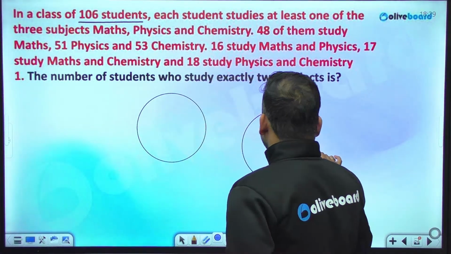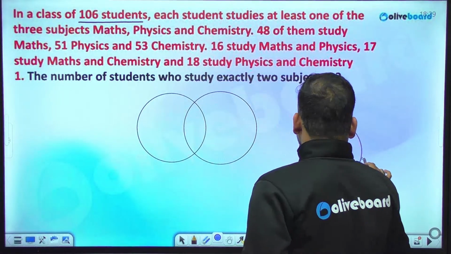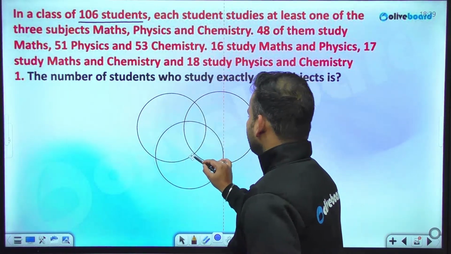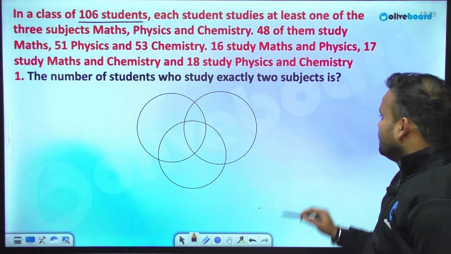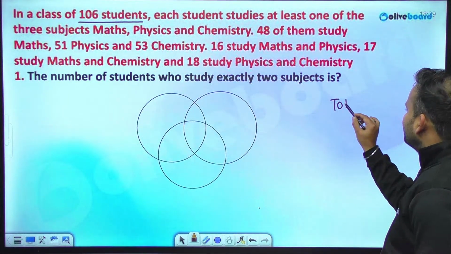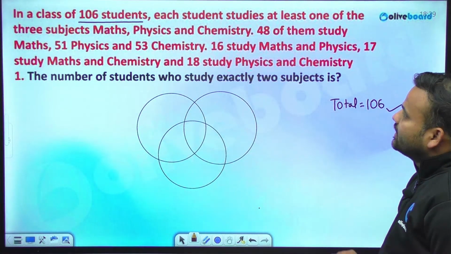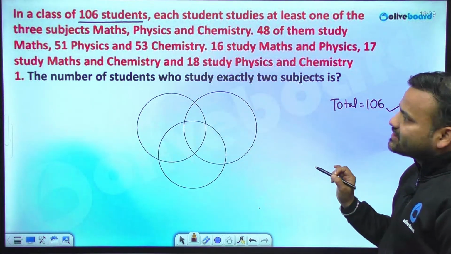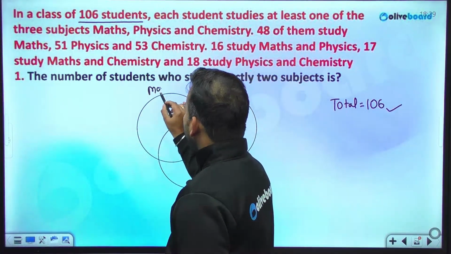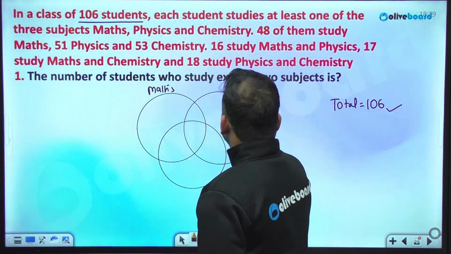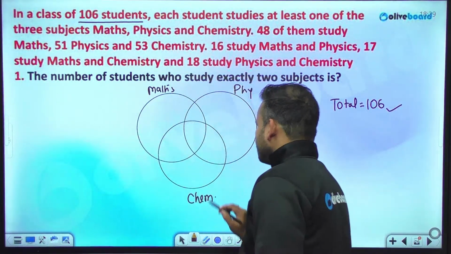If I am doing it via the Venn diagram method, look at what the approach should be. I'm putting the diagram like this. The total number of students is 106. Each student studies at least one of the subjects, that is maths, physics and chemistry. So this is maths, this is physics, and here comes your chemistry. Clear?